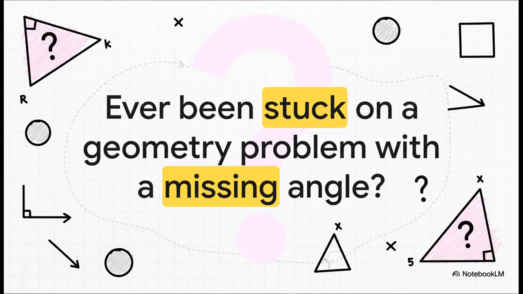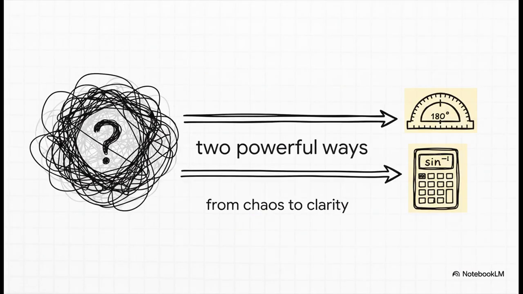You know that feeling, right? You're just staring at this triangle. You know one angle is 90 degrees, but that little question mark in the corner is just kind of staring back at you. It is such a common place to get stuck. Well, let's totally clear up that confusion for good. There are two incredibly powerful methods to find any missing angle in a right triangle. And by the end of this, you're going to know exactly which one to grab, every single time. Let's dive into the first one.